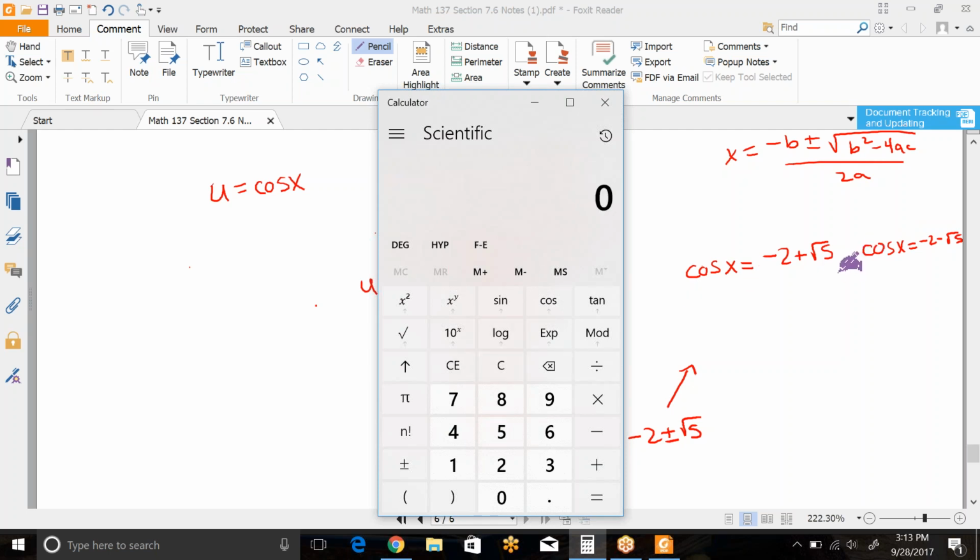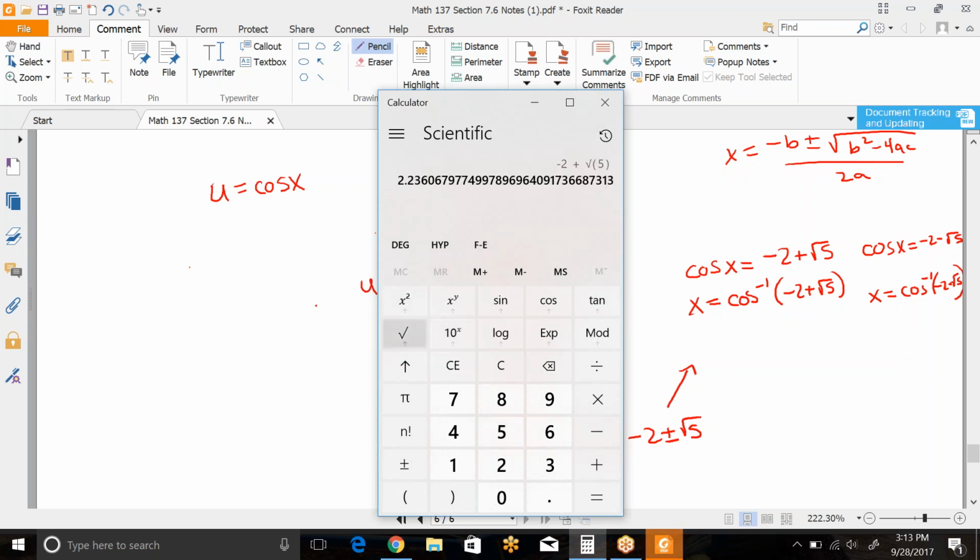So the inverse is cosine inverse of negative 2 plus the square root of 5. That'll solve for that x. And I'm going to just show you that this doesn't work in case you forgot to check that. Okay, so let's do the first one. Negative 2 plus the square root of 5. And we need to make sure we're in radians because that's what it told us to be in the problem. It said 0 to 2 pi.